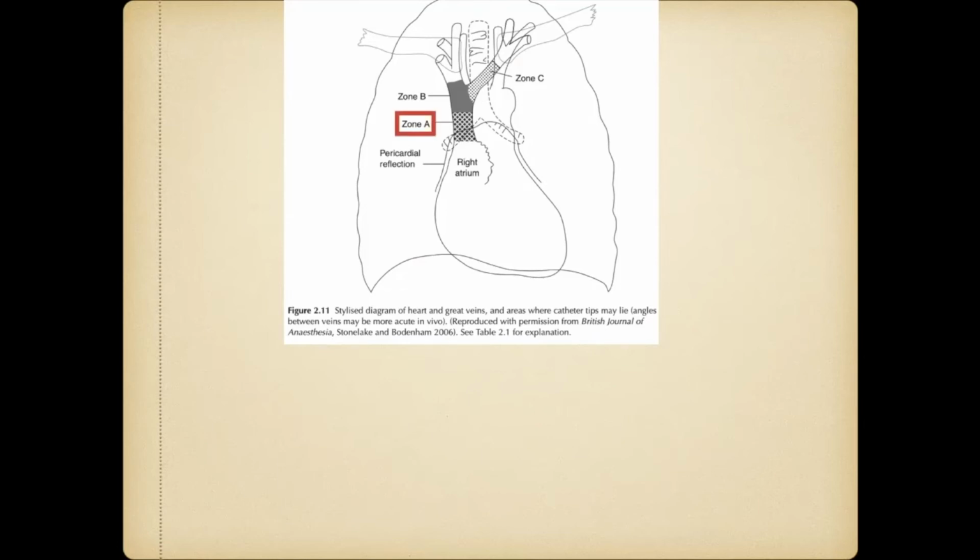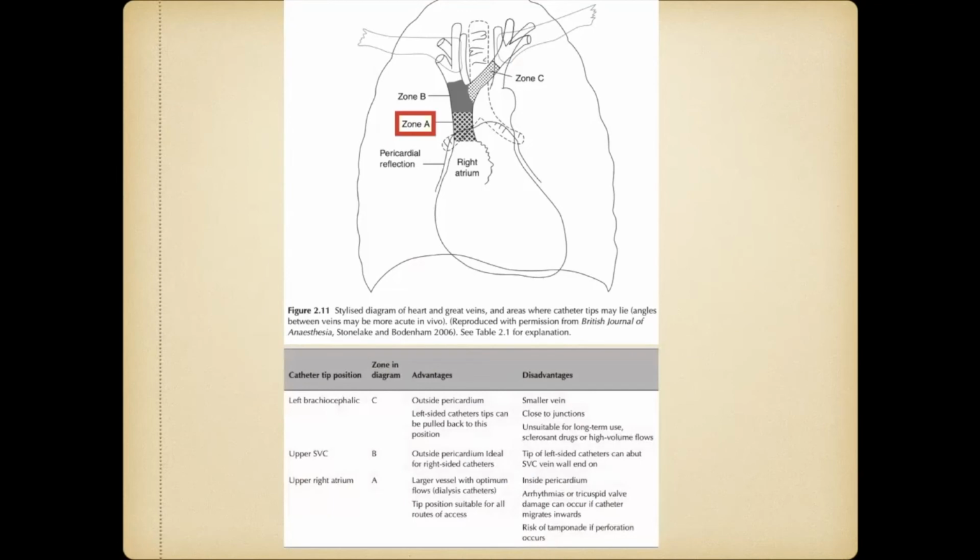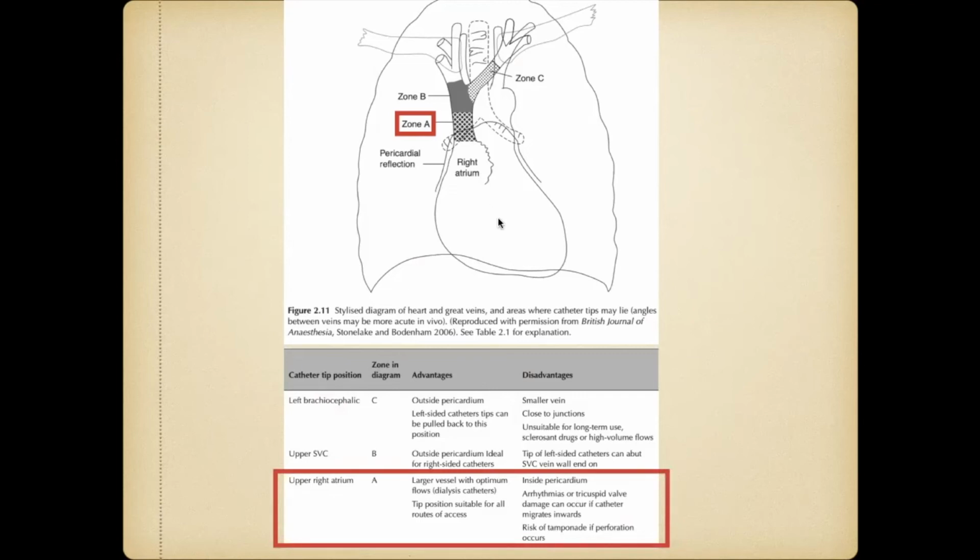So zone A. Here is some explanation that I mentioned earlier. And yes, zone A is actually our aim for the tip of the catheter. Kalau for the right side it is quite direct. So for left side insertion of the internal jugular vein, it should be deeper so that it reaches zone A.